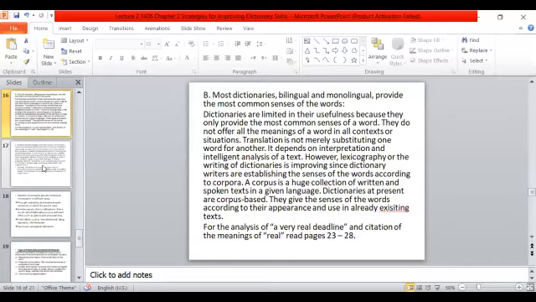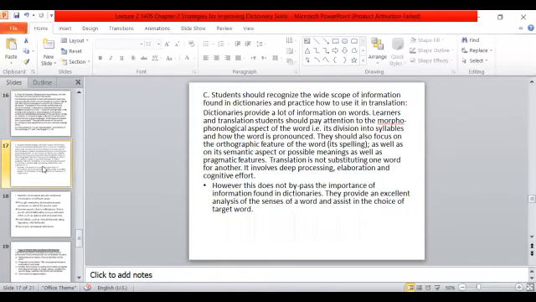For analysis, please students check the discussion of a very real deadline and citation of the meanings of the word real, and read the pages in your book, pages 23 to 28. Students should recognize the wide scope of information found in dictionaries and practice how to use it in translation.